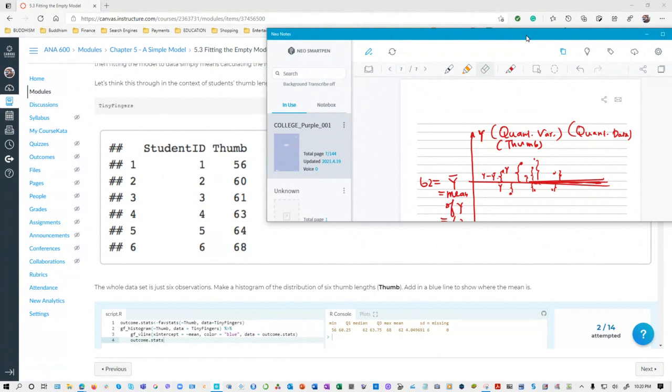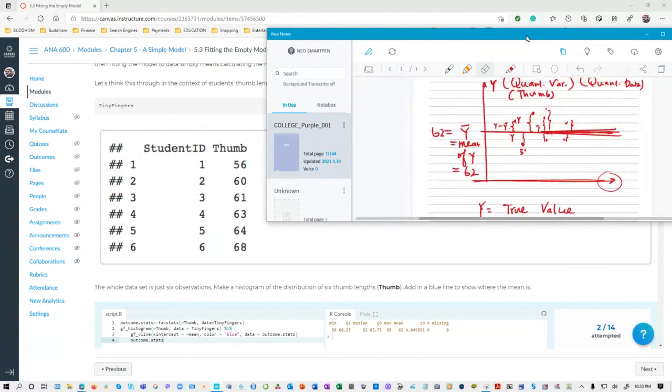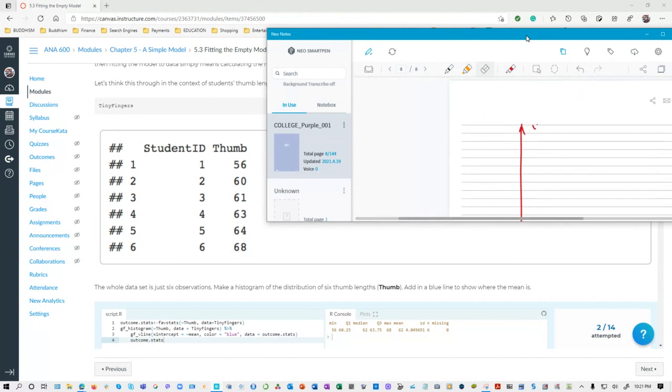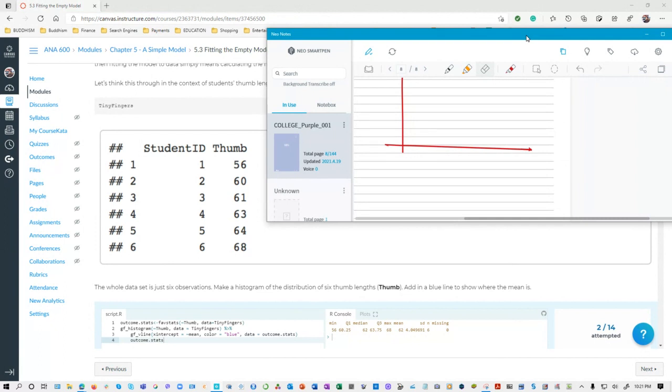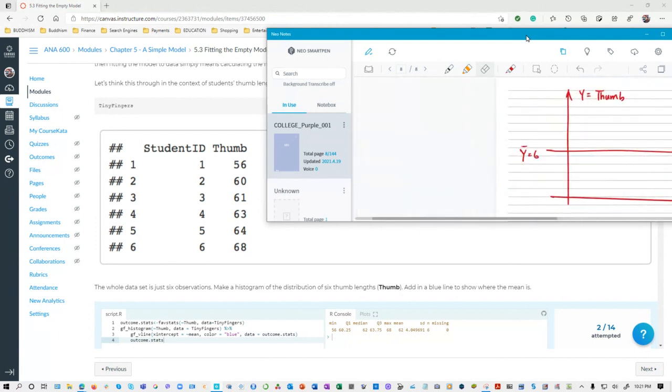The first one is 56. I'm talking about this one, 56. And 60 again, somewhere here, and 61, 61 again. If I draw this separately, you can see this. What I'm saying is, this is y. Y is thumb length. I have my mean, y bar is 62.